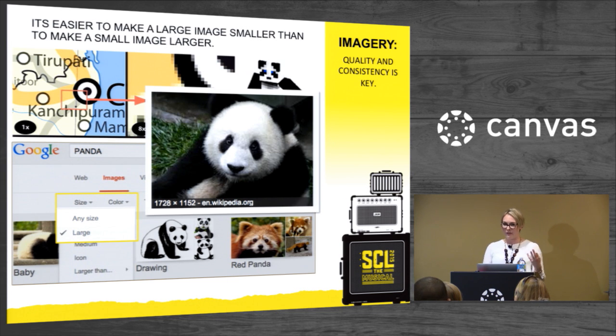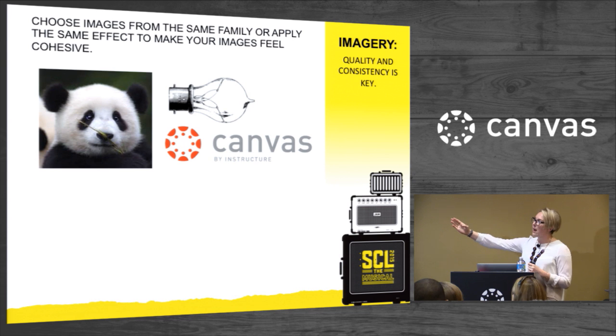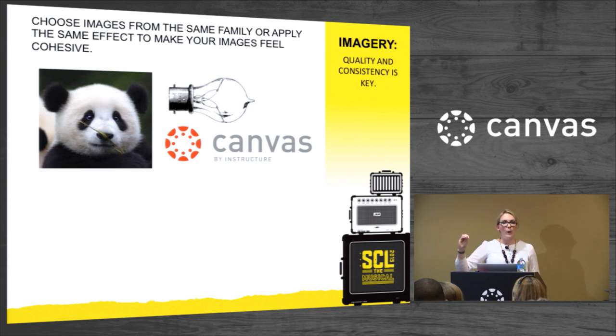So another thing to think about is which images you choose and how they look as a whole, or cohesively. Okay, so choose images from the same image family or apply the same effect to different images to make them feel cohesive. Here we have a photograph, a black and white illustration, and a vector logo, a vector graphic. They're all very different. They don't even come from the same family.